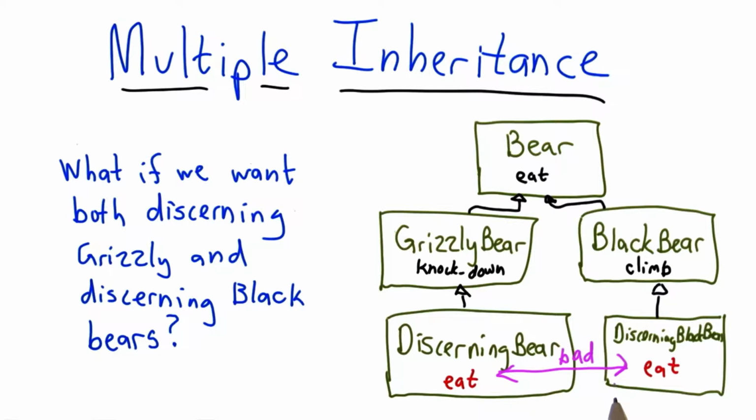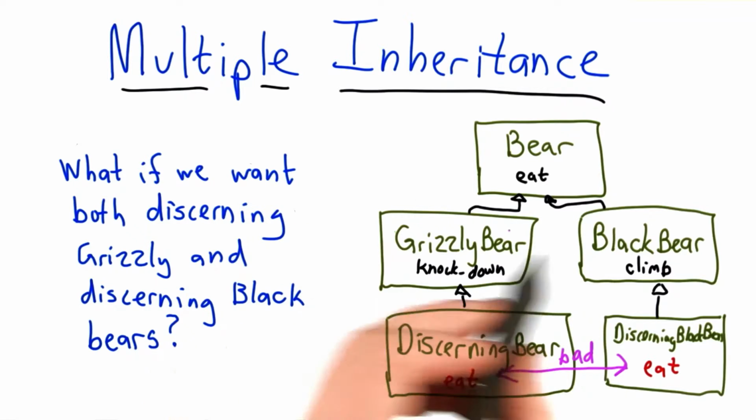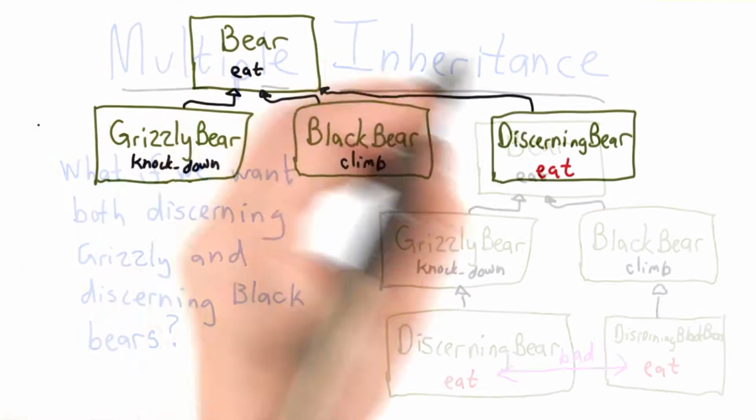This seems like a bad thing. We've got a lot of duplication, and we've mixed up our notions of whether a bear is discerning and whether it can climb or knock down trees. So here's what we're going to do instead.